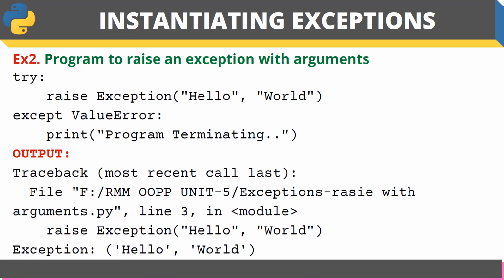This is the second program to raise an exception with arguments. Now try, raise Exception hello world, except ValueError, print program terminating. What is the output whenever we execute this program? Traceback, most recent call last, and it will give the entire path: file FRMMOOPP unit 5 exceptions raise with arguments.py, and in line 3 we are finding this error. And what is the error? Raise Exception hello world. Exception is hello world.